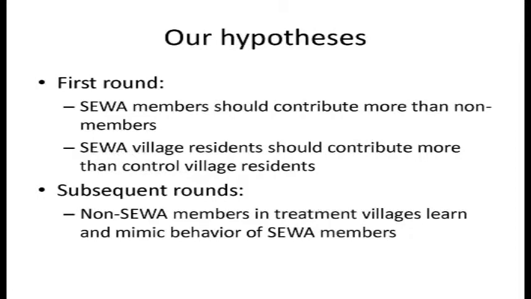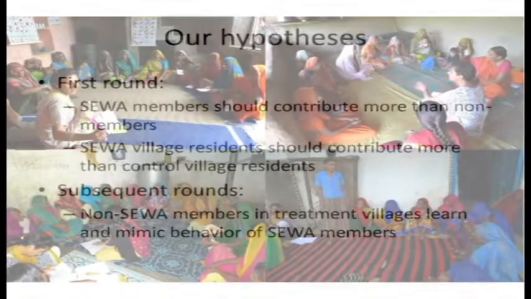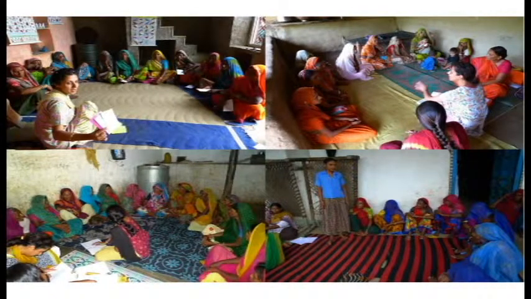When we look at the subsequent rounds as well, once the first round is played, there's a learning mechanism that kicks in. So you learn something about the other players and maybe how the game is actually played. So we should expect to see differences as the game evolves. And in particular, what we do expect to find then is that non-Seva members in Seva villages start to mimic the behavior of Seva members and contribute more money as well. And here are just some pictures of our colleague Shireen, when she's trying to organize these games and talking to the women in the villages about what this game is all about.